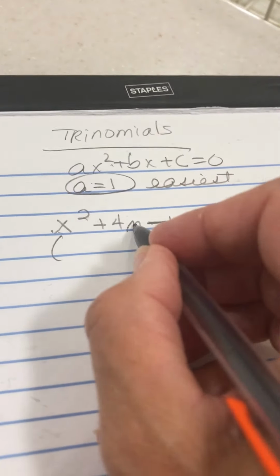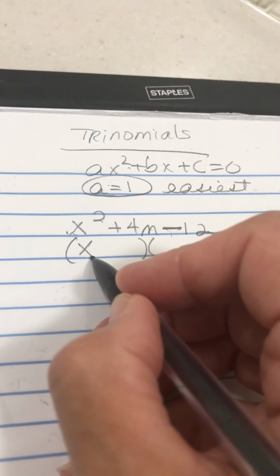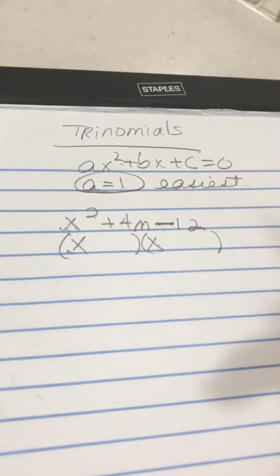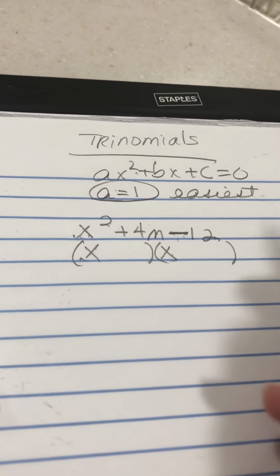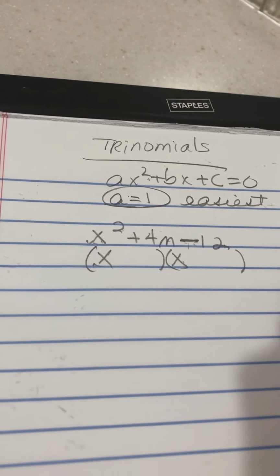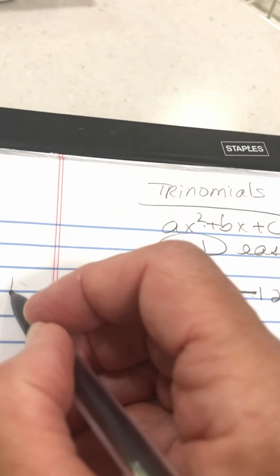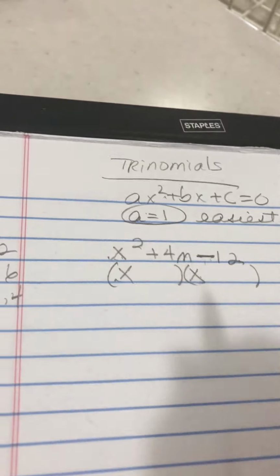So again, there's no greatest common factor, so I know I'm going to reverse FOIL it. The first times the first would be x times x, giving me x squared. Now 12 isn't prime, so you might not have to write all these factors down. I'm just going to do this so you can follow my inside thinking. All the factors of 12 are 1 and 12, 2 and 6, and 3 and 4.